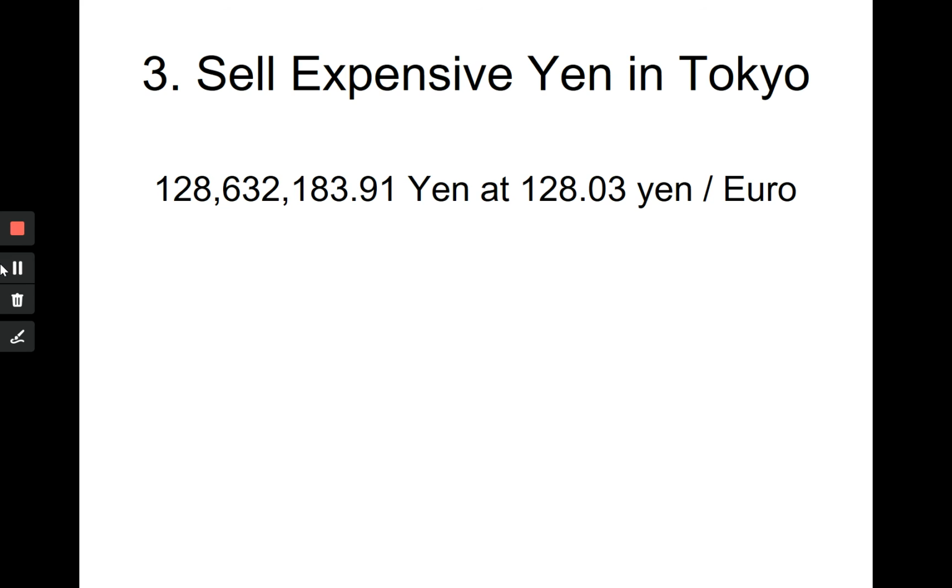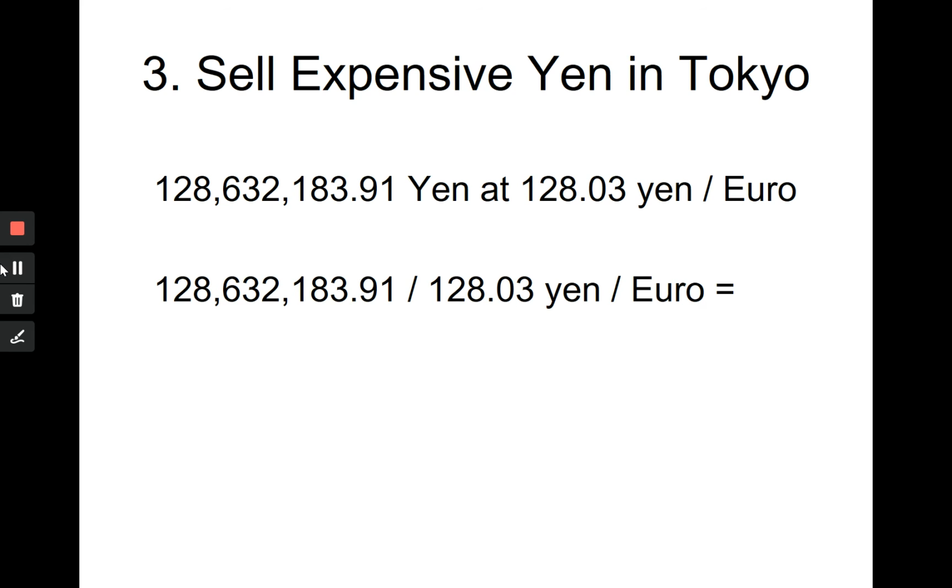128,632,183.91 yen. The cross rate quoted to us for yen against euro was 128.03 yen per 1 euro. And we want to know how many euros we get. Well, for every 128.03 yen, we get 1 euro. Let's divide 128,632,183.91 by 128.03. And using our old calculator, something that you would definitely need in my exam, calculators are allowed and you should bring them in. We get 1,004,703.46 euros.